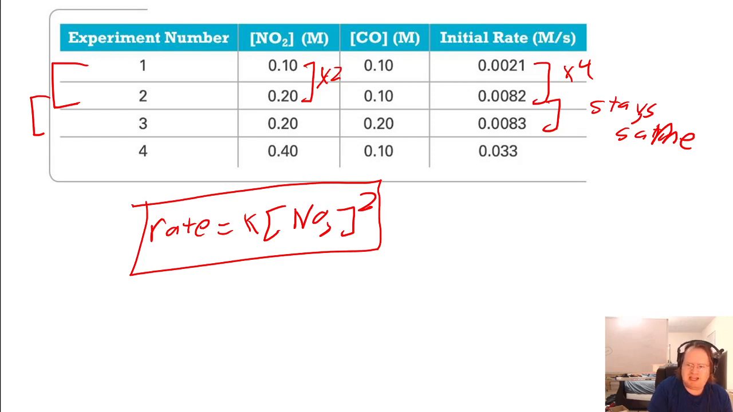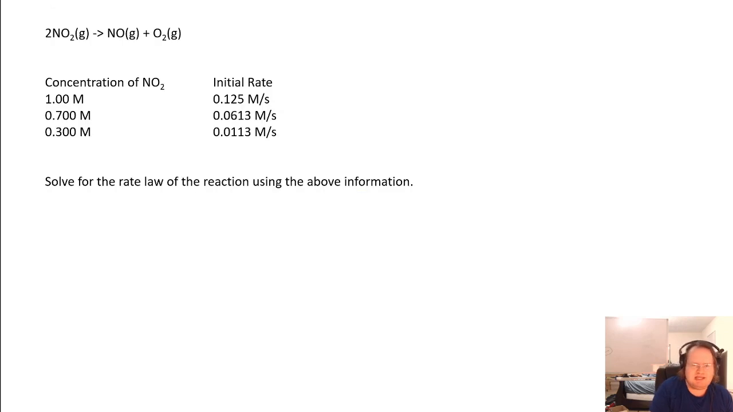But maybe, because of the way you're collecting your data, it's not neat and clean. Let's look at this example. Here we have 2NO2 reacts to form NO plus O2. We measured 3 concentrations and 3 rates, and I want to solve for the rate law. Now here, I can't just look at it. Like 1 to 0.7, I'm like, okay, that dropped by 30%. I don't know how to look at that one.